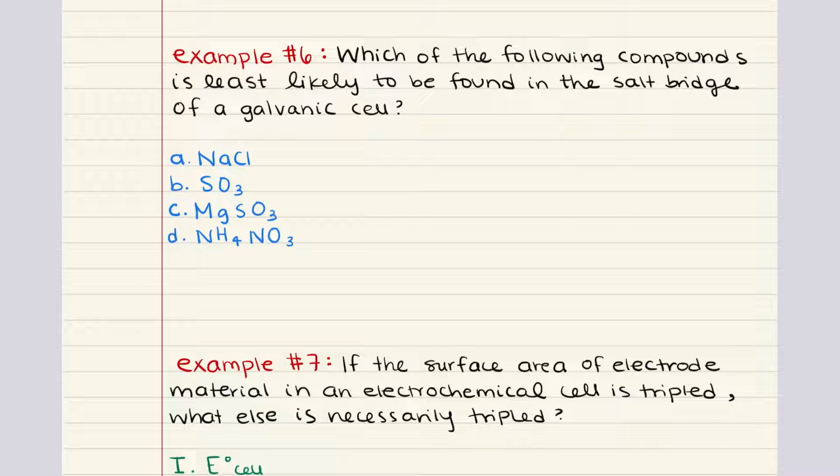In other words, we're looking at which one of these options is not going to dissociate and is not a strong electrolyte. Now, A, C, and D are known to be strong electrolytes because they completely dissociate in solution. But B, sulfur trioxide, is not an electrolyte because its atoms are covalently bonded, so it will not dissociate in aqueous solution, which means the correct answer to problem 6 is going to be B.